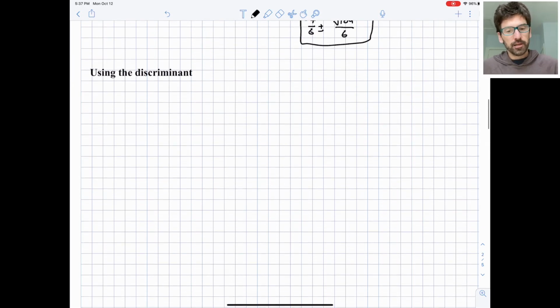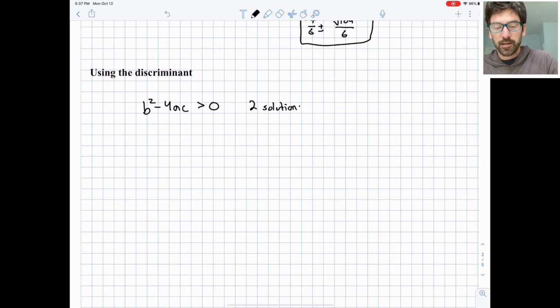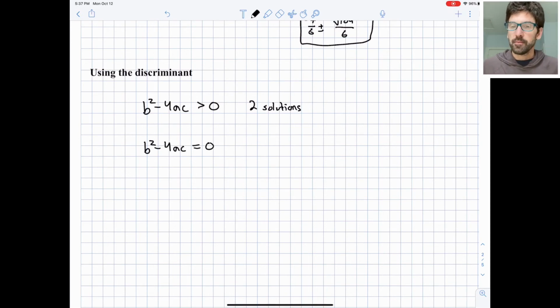So a couple hints here about using the discriminant. Remember, the discriminant is b squared minus 4ac. And if the discriminant is greater than 0, in other words, if it's positive, you will have two solutions. In the quadratic formula, we will be doing a plus or minus the square root of a positive number, so we will end up with two solutions. If our discriminant, however, is equal to 0, when we're doing negative b plus or minus the square root of 0, there's just one square root. We'll be doing negative b plus or minus 0, and we will get one solution.